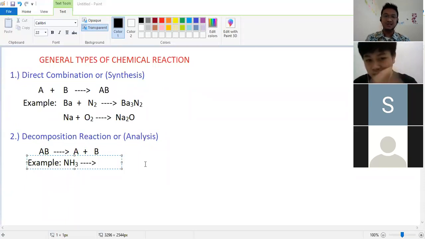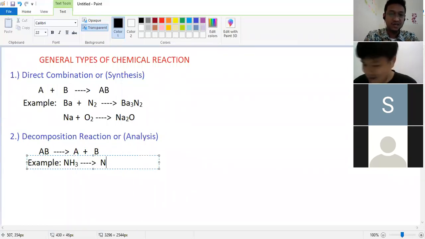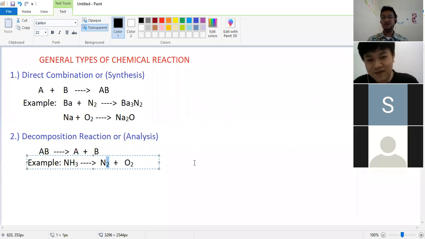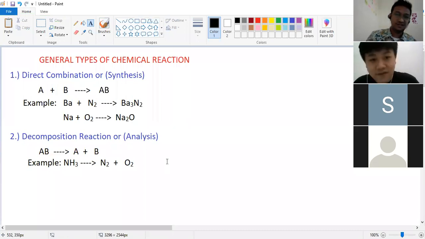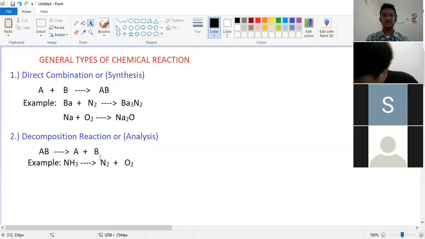So the answers are nitrogen gas, or N2, and oxygen, or O2. All right, so we just break the compound ammonia into simpler form, which are nitrogen gas and oxygen gas. So anyway, the decomposition reaction is just the reverse of the direct combination. So I think I don't need to elaborate on it much.